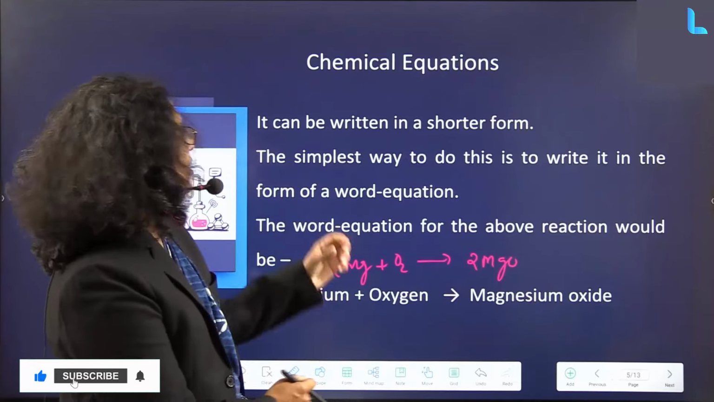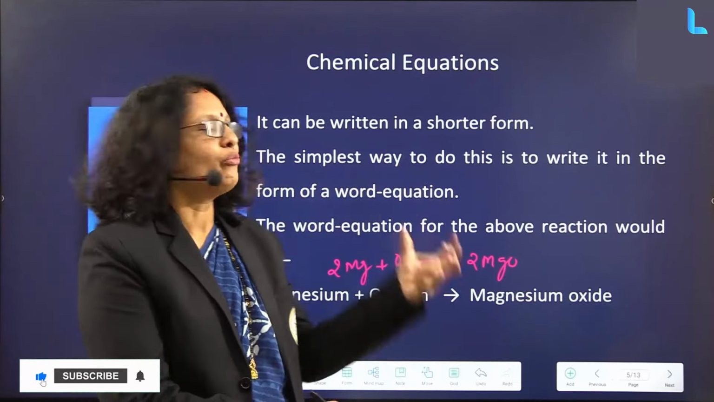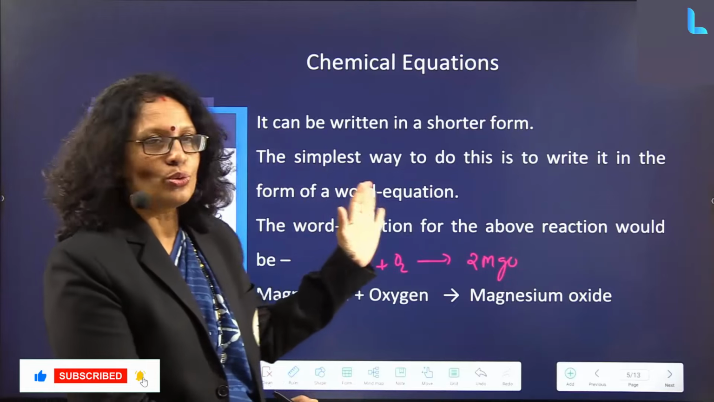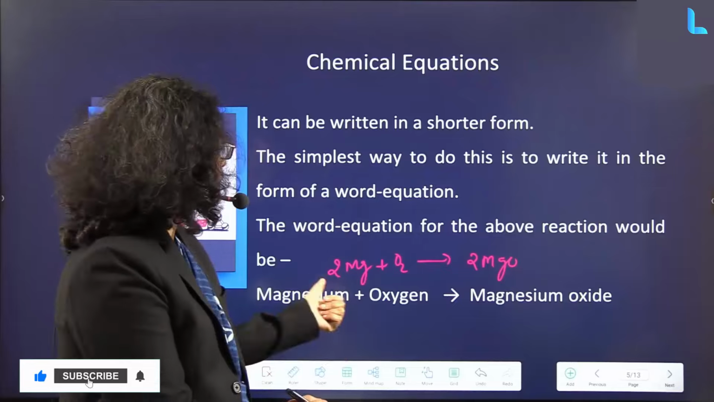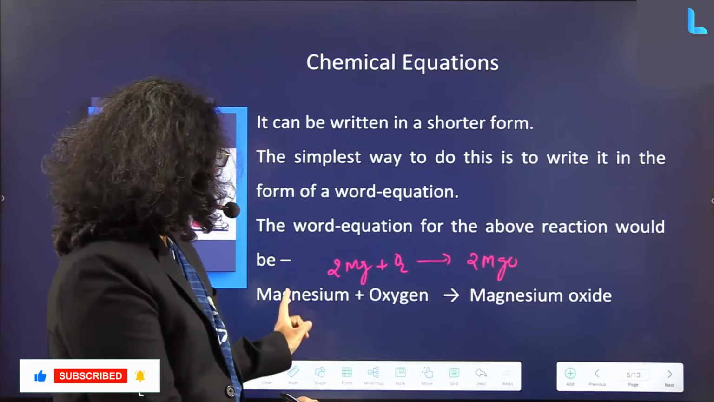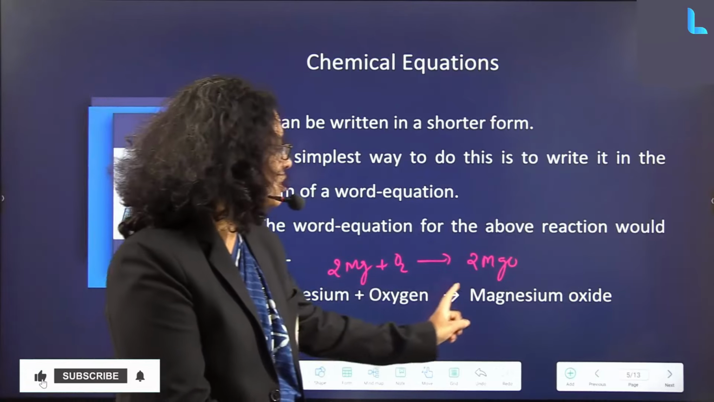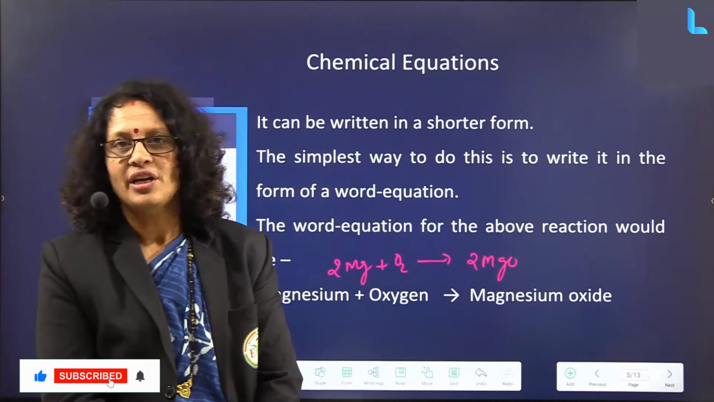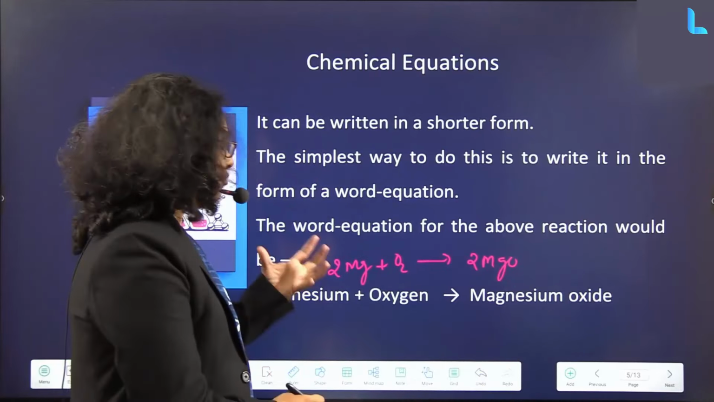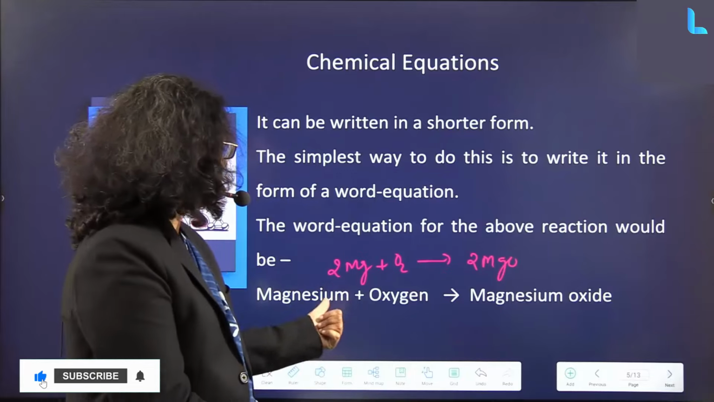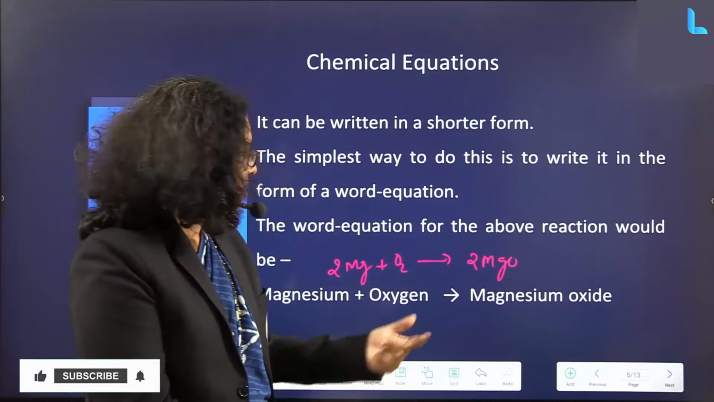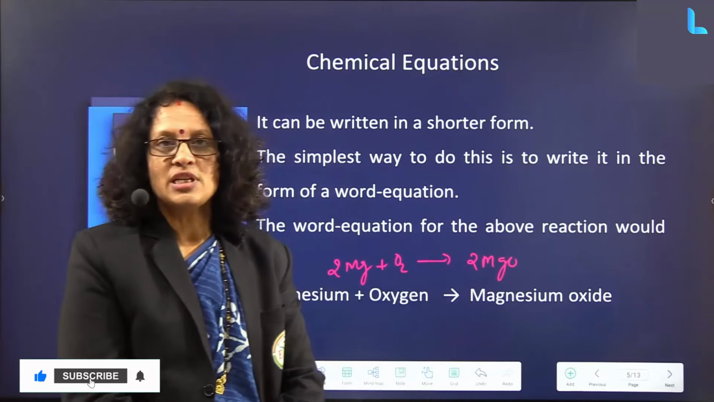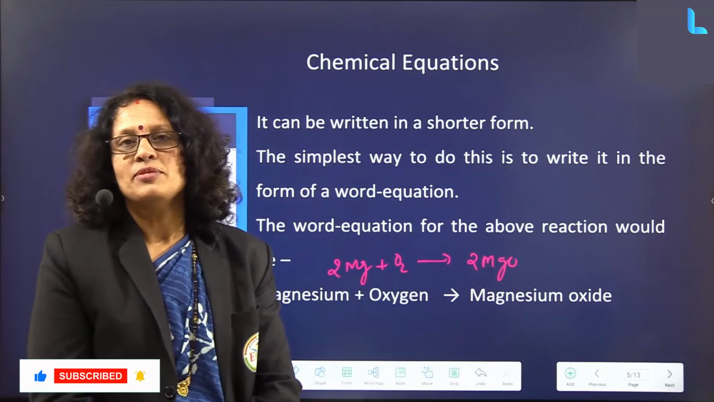So let's see here, it can be written in a shorter form. The simplest way to do this is to write it in the form of a word equation. See here: magnesium plus oxygen gives magnesium oxide. In words we have written. If we know the symbol for magnesium, we can write Mg, the oxygen symbol O2, and magnesium oxide MgO when they combine.